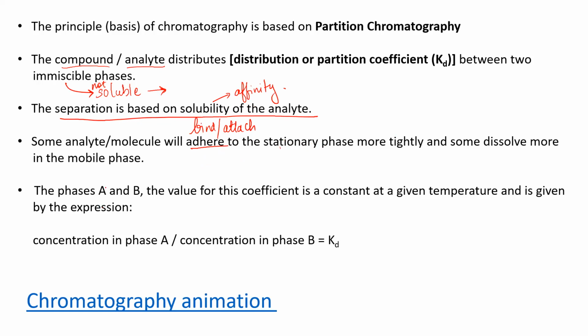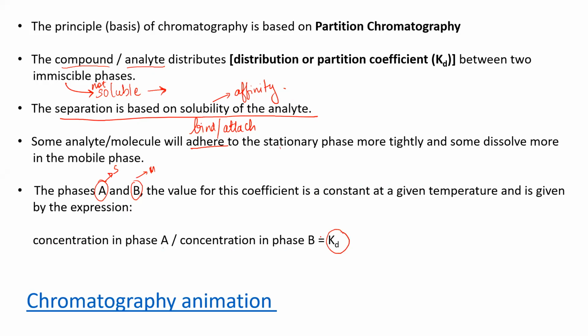Okay, so if there are two different phases, phase A and phase B, it could be either stationary, this could be, say, your mobile phase. So the value for this coefficient is a constant at a given temperature and is given by the expression: concentration in phase A divided by concentration in phase B is equal to your partition coefficient.